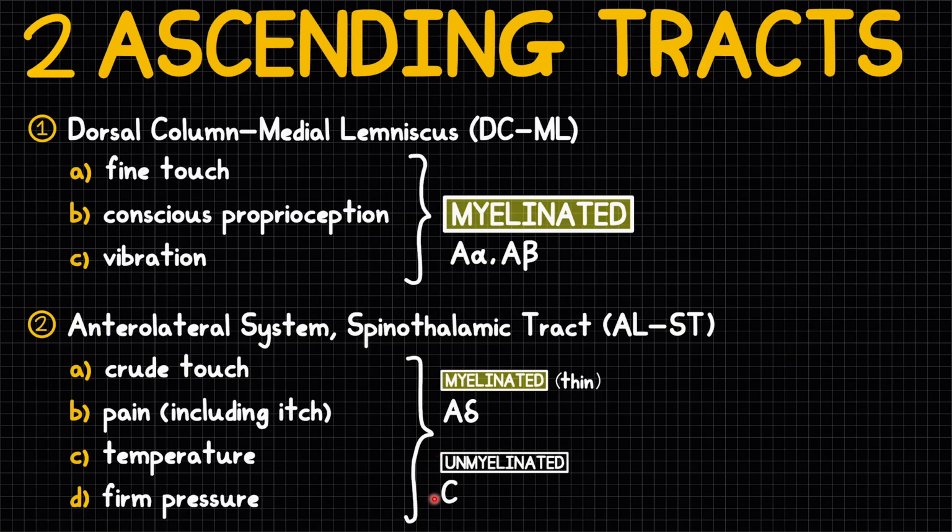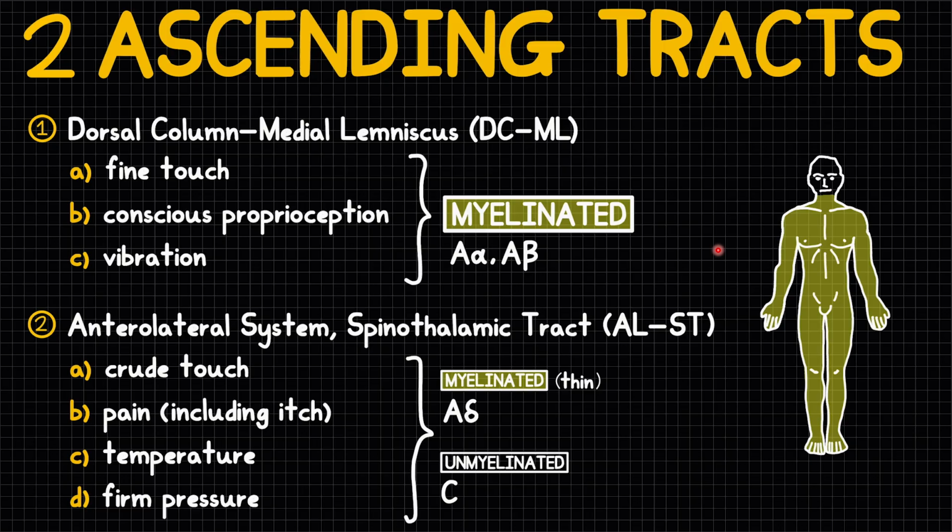So, to recap, the DCML pathway fires very fast because you need to do fine touch, you need to do conscious proprioception, you need to do vibration: fast neural firing. As a result, myelinated A alpha and A beta fibers. Conversely, crude touch, pain, temperature, firm pressure, they don't need as much constant updating as these 3 up here. As a result, their neural transmission is slightly slower. They either have thinly myelinated A delta fibers or completely unmyelinated C fibers.